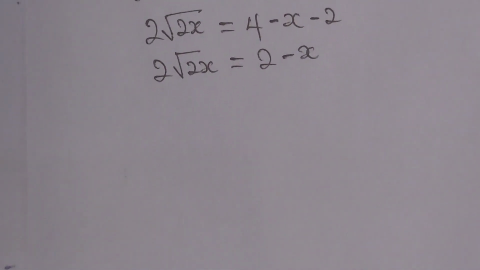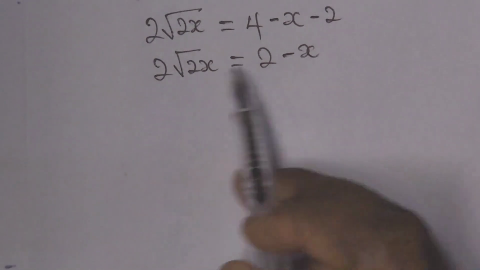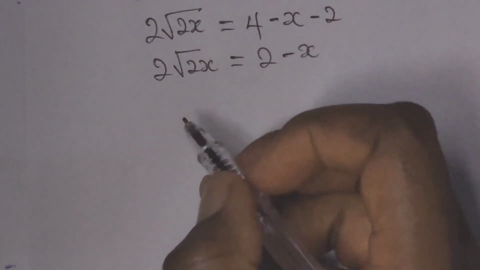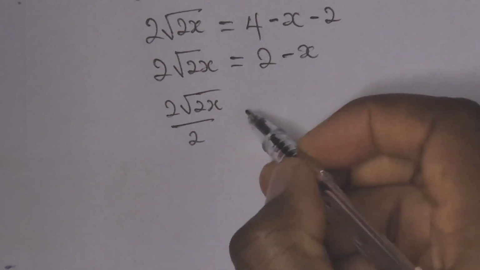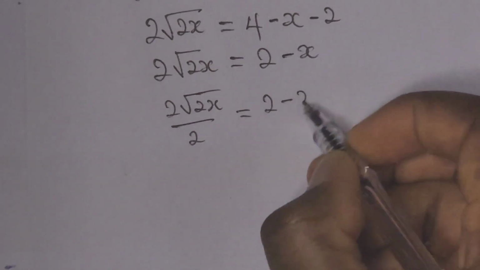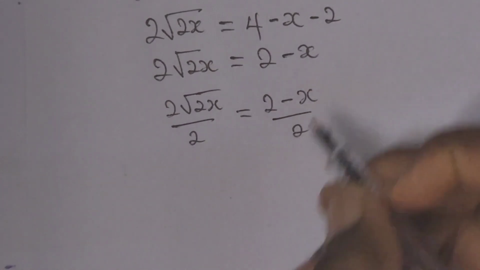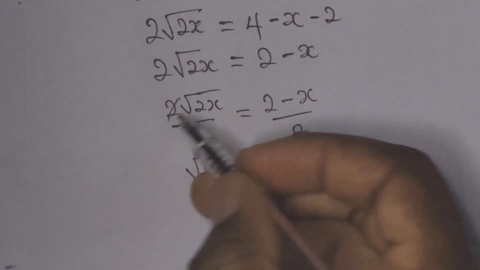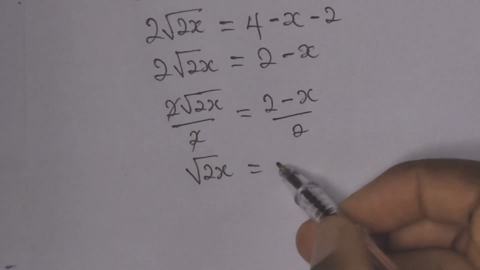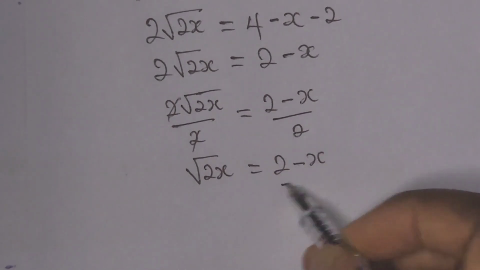So we divide both sides by 2. We have 2 root 2x over 2 equal to (2 minus x) over 2. So this will give us root 2x, this will take care of this, all equal to (2 minus x) all over 2.